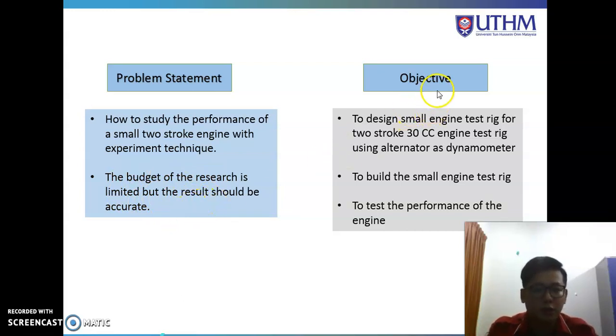The objectives of this project are, first, to design a small engine test rig for a two-stroke 30cc engine using an alternator as dynamometer. Second, to build the small engine test rig. Third, to test the performance of the engine.